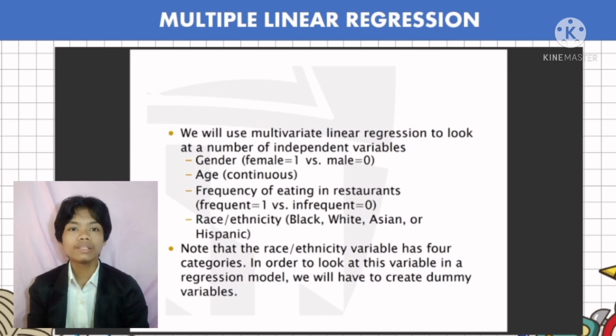With this, we will use multivariate linear regression to look at a number of independent variables. Gender, female equals 1 versus male equals 0, age, body mass index, frequency of eating in restaurants, frequent 1 and infrequent 0, and race ethnicity, black, white, Asian, or Hispanic. Note that this has 4 categories in it. To look at this variable in regression, we will have to create dummy variables.